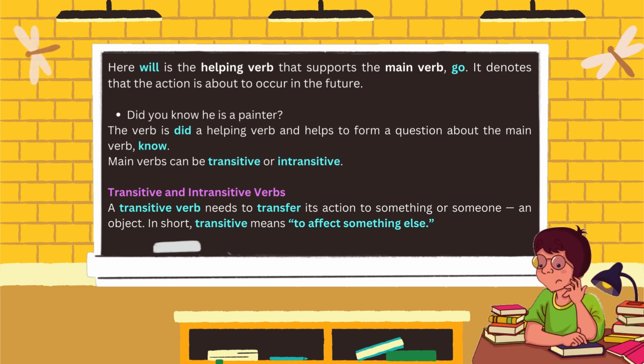Did you know he is a painter? The verb is did, a helping verb, and helps to form a question about the main verb, know. Main verbs can be transitive or intransitive. Transitive and intransitive verbs. A transitive verb needs to transfer its action to something or someone, an object. In short, transitive means to affect something else.